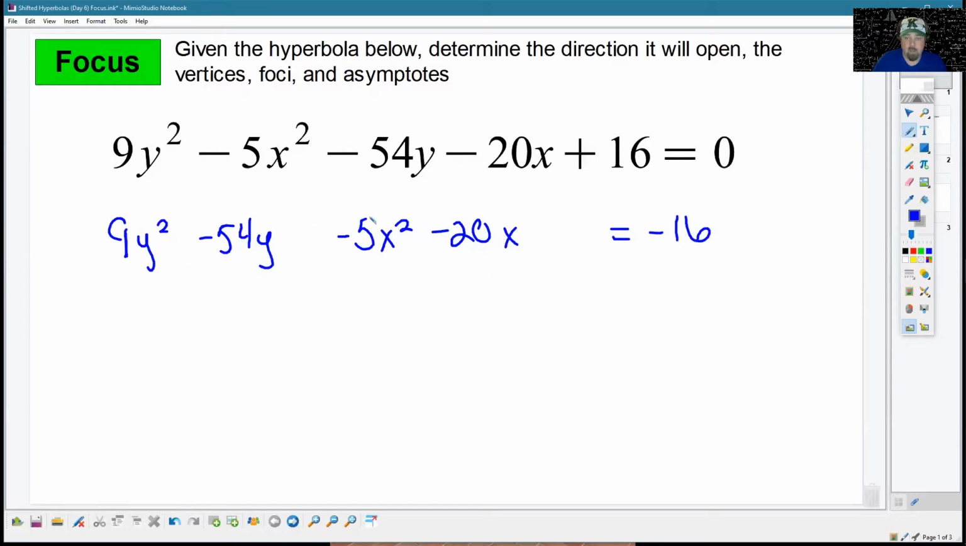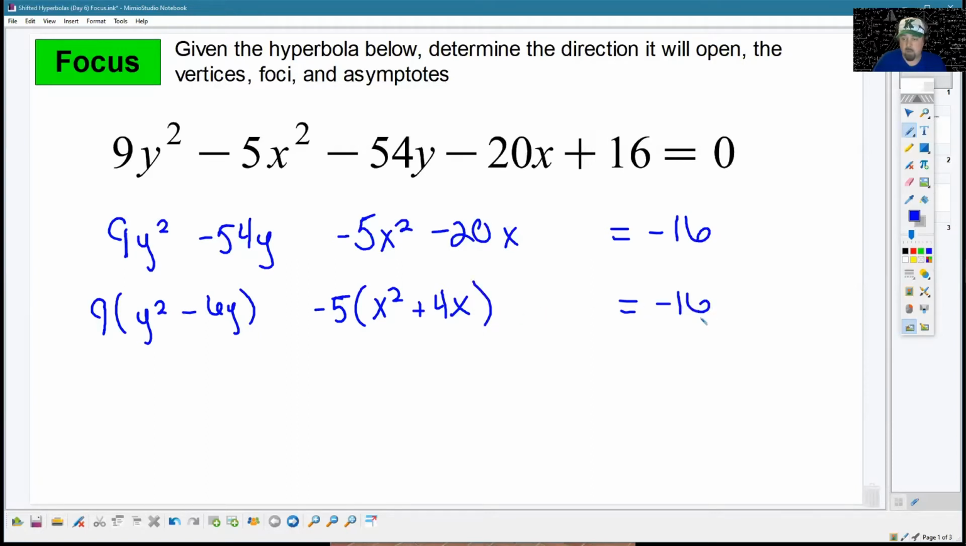So to start that, I need to factor this. I need to get ones, positive ones, in front of both the squared terms. So that means I need to factor out this 9. And I get y squared minus 6y. And this is the one that'll be tricky with hyperbolas. I need to factor out that minus 5. That is going to leave me x squared. But because I'm factoring out a negative, it's going to change the sign inside here of this negative 20x to a positive 4x. Just be really, really cautious when you're going to do that factoring.